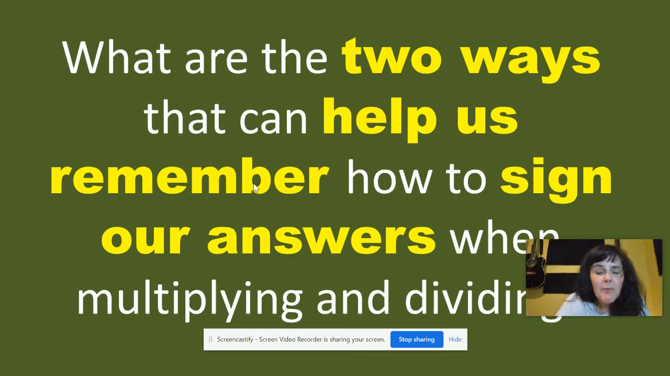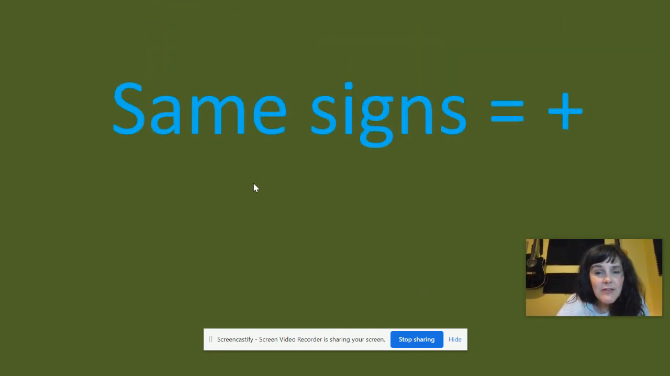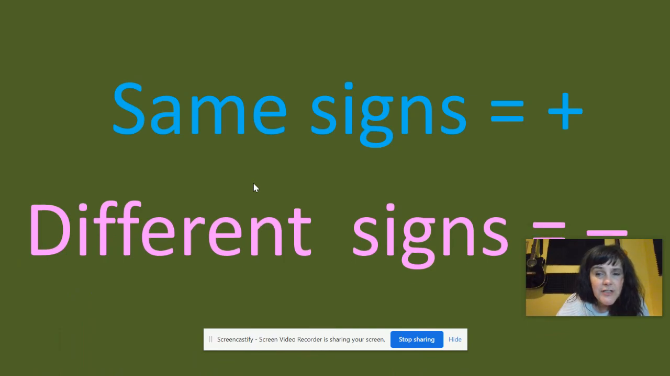So finally, I want you to remember the two different ways that can help us know what sign our answer should be when we're multiplying or dividing. The first way we talked about was same signs. If you have two numbers that are the same sign, whether you're multiplying or dividing, whether they're both positive or both negative, your answer is positive. If they're different signs, a positive and a negative, your answer is negative.